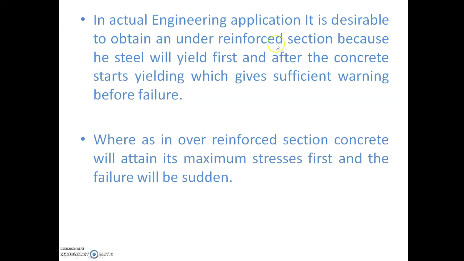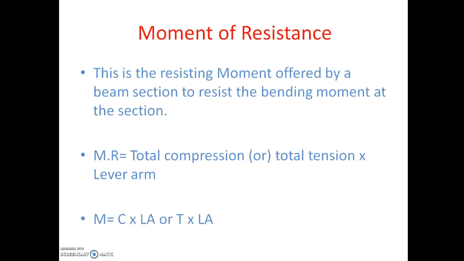In actual engineering applications, it is desirable to obtain an under-reinforced section because the steel will yield first and then the concrete starts yielding, which will give sufficient warning before failure. Whereas in the over-reinforced section, the concrete attains its maximum stress first and the failure will be sudden.